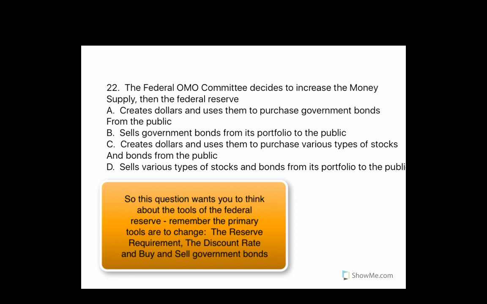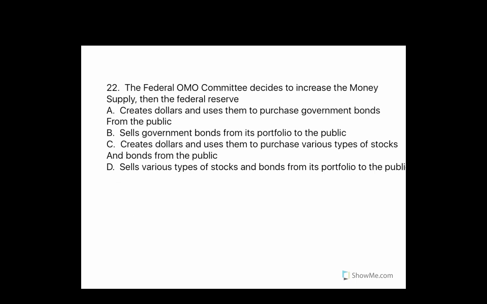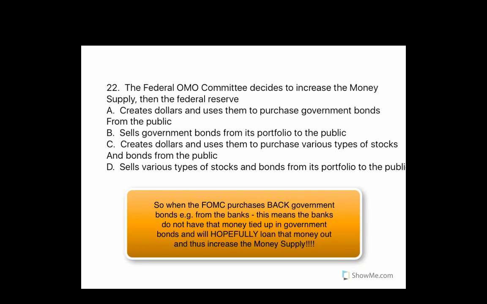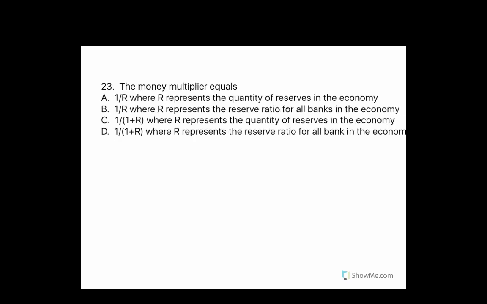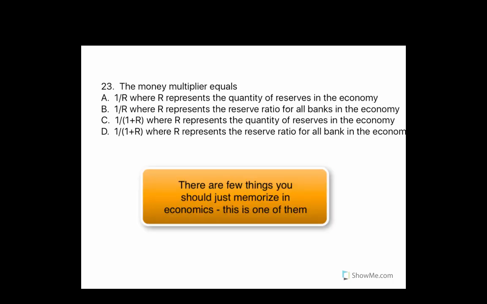So the Federal Open Market Committee decides to increase the money supply, then the Federal Reserve purchases bonds, right, which is going to increase the money supply. So that's the way that they put new dollars into circulation, is that they'll say, okay, well, people out there who own government bonds exchange those bonds for dollars, and that's one way of increasing the money supply. So that's A.